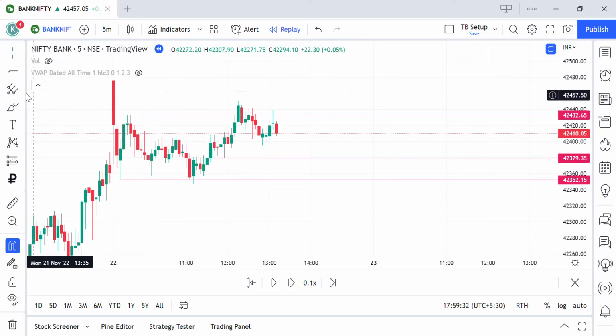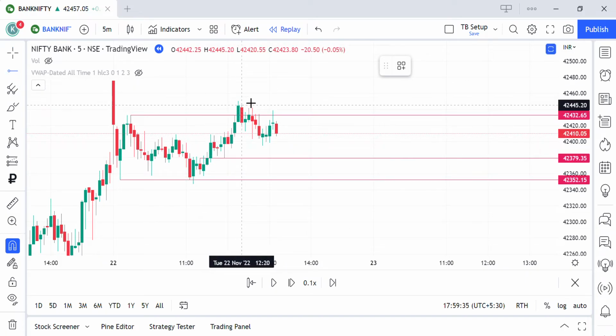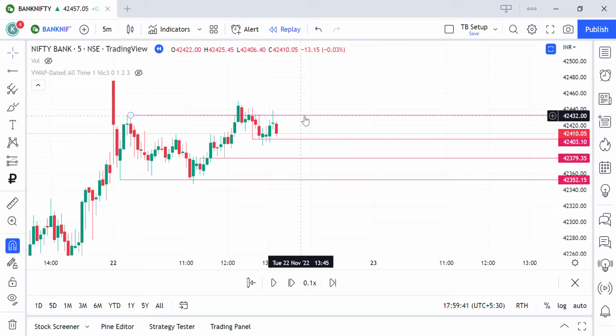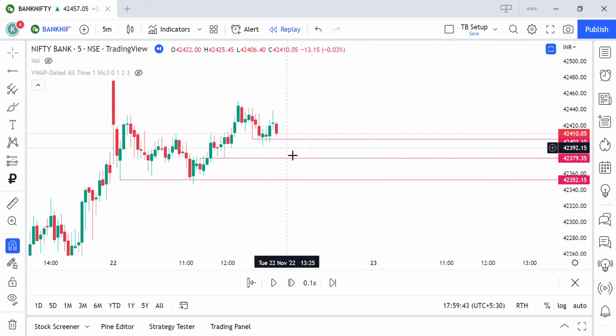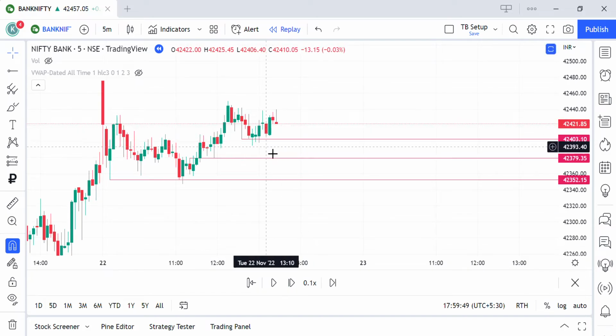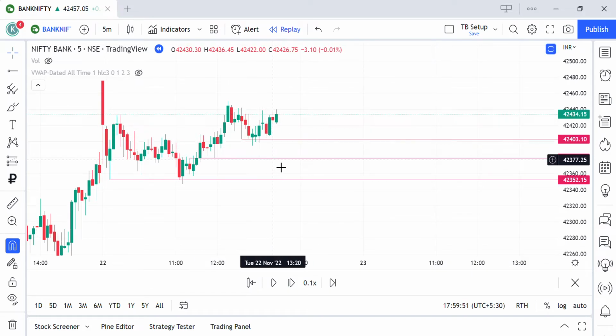Again, some good level of manipulation happening. Price immediately after breaking this high is reversing, and then price did not close below this low, and then the market is going up. So we will not go long or short in this position. We will wait for the market to retest our zone. If at all there is an opportunity, only then we will enter.